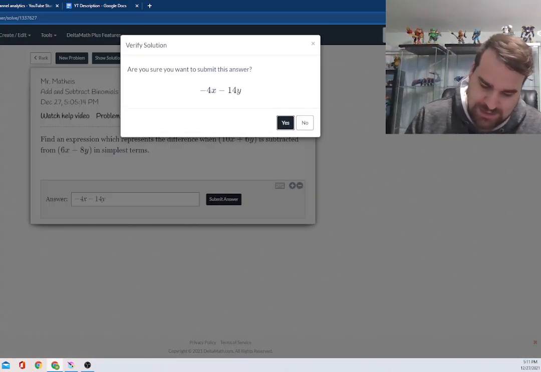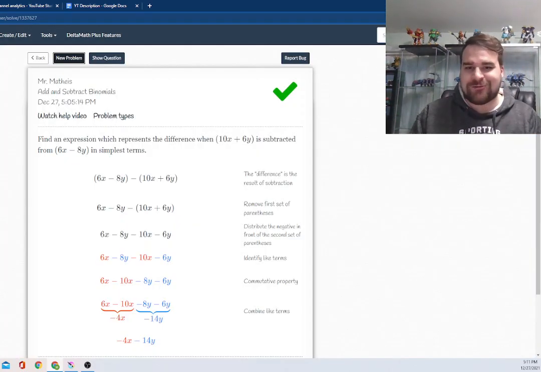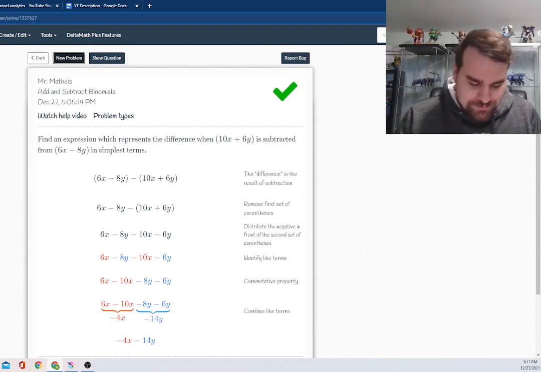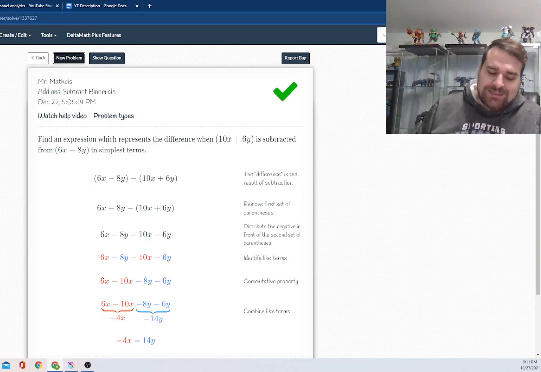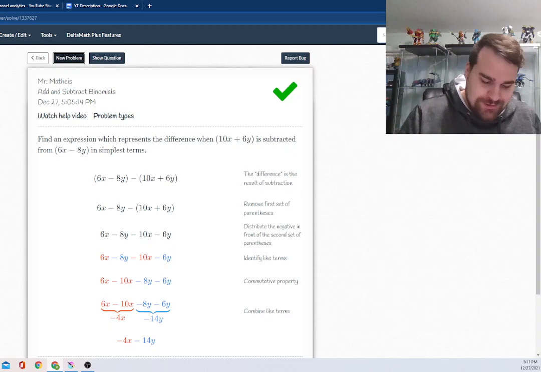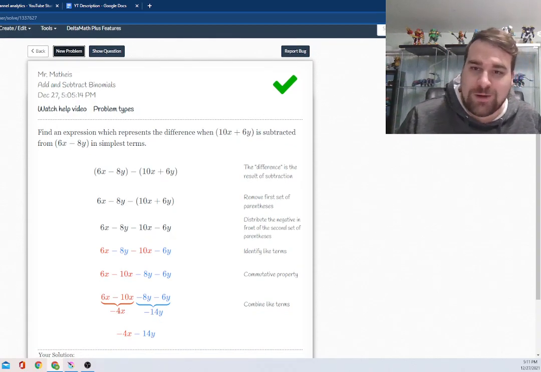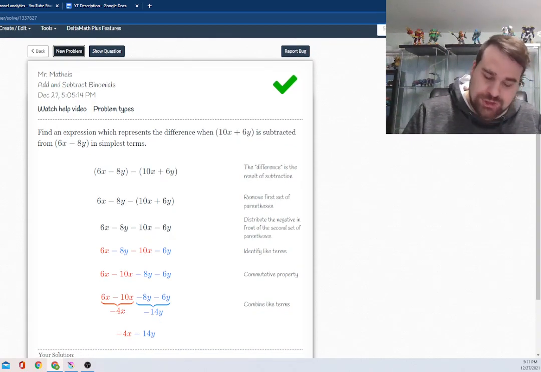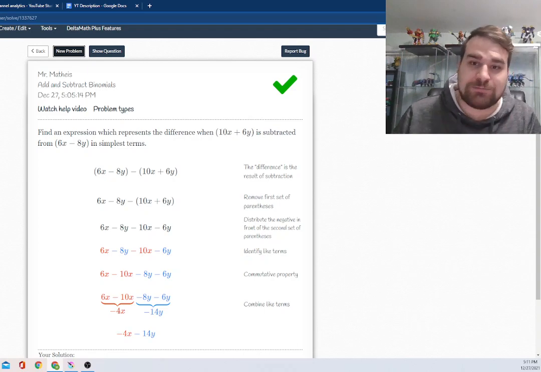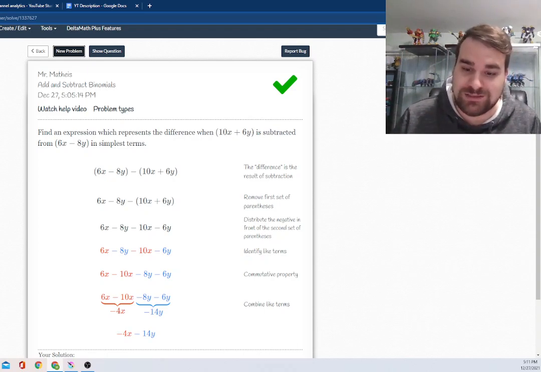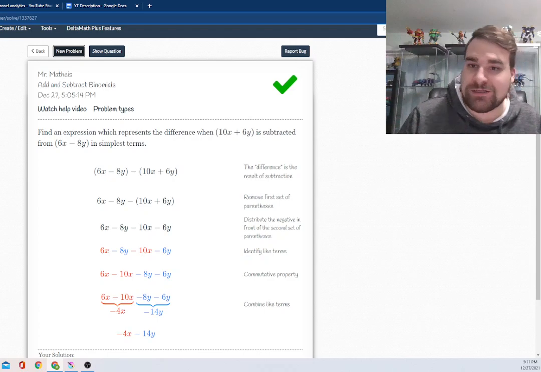All right, let's submit, and hey, we got it right. Perfect. So you can see that they actually did the same thing as us here. There's that negative sign right there, and they distribute it into the 10x plus 6y that are still in parentheses. After they did that distributing, they dropped those parentheses down, right?